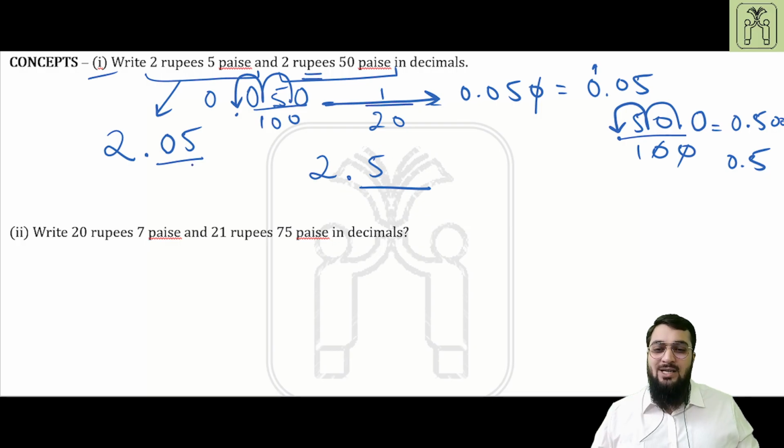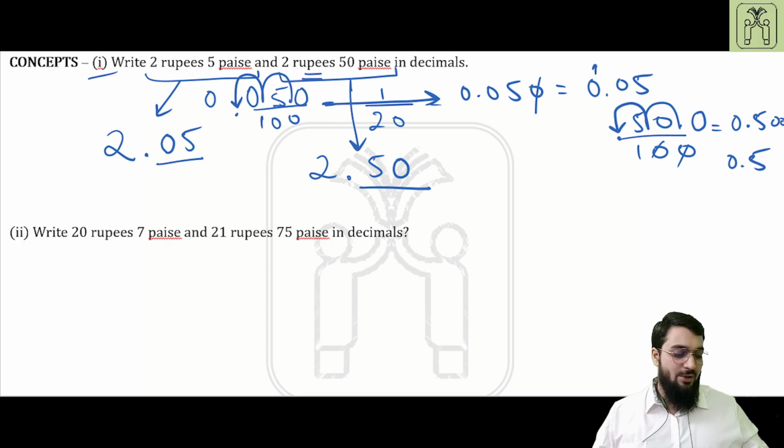In order to match the number of digits after the decimal places, you can just add a 0. It will not create any difference in the answer. So this represents 2 rupees 50 paisa. That is why I told you that the concept of fractions will be utilized in this chapter.